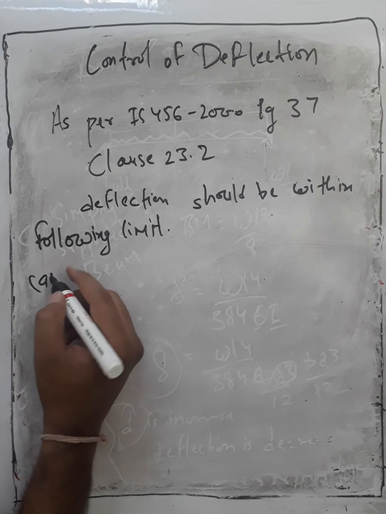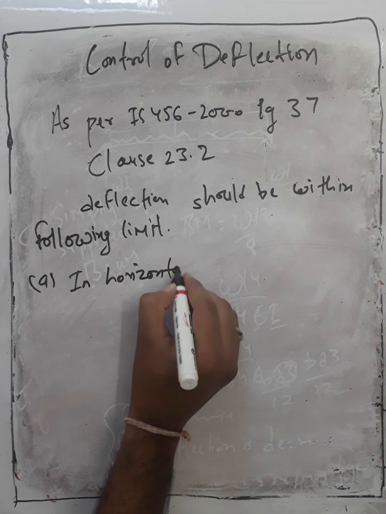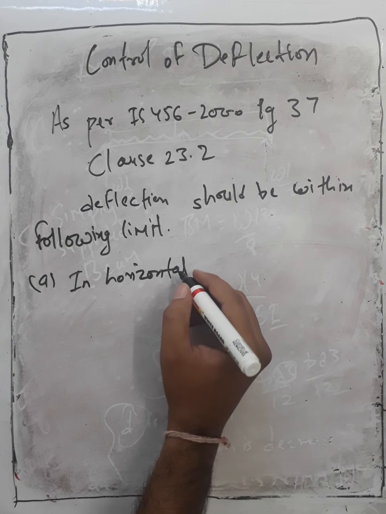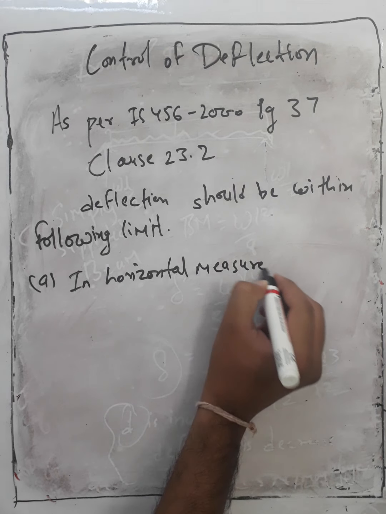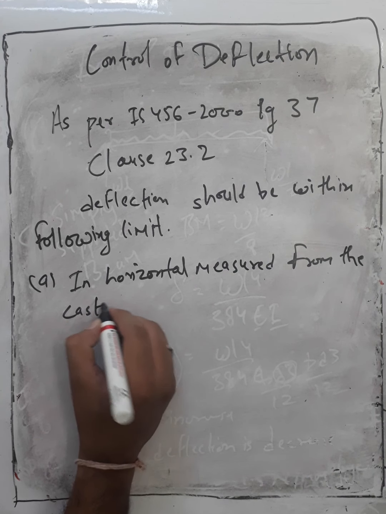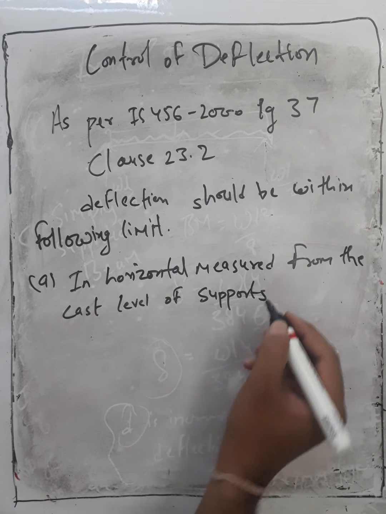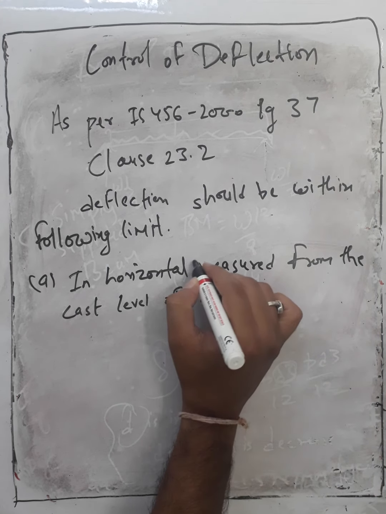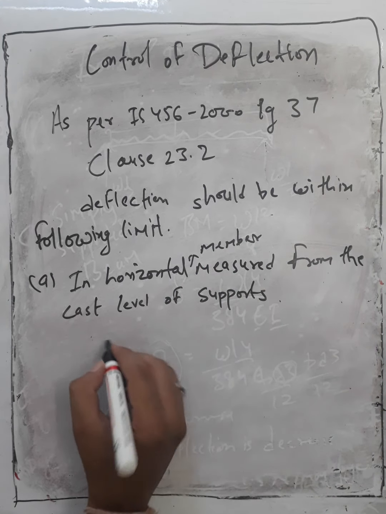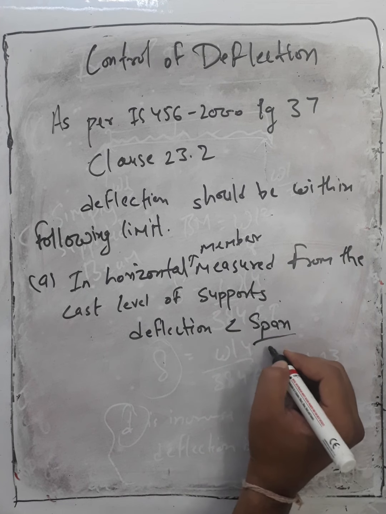First, for a horizontal member measured from the cast level of supports, the deflection value should be less than span by 250.